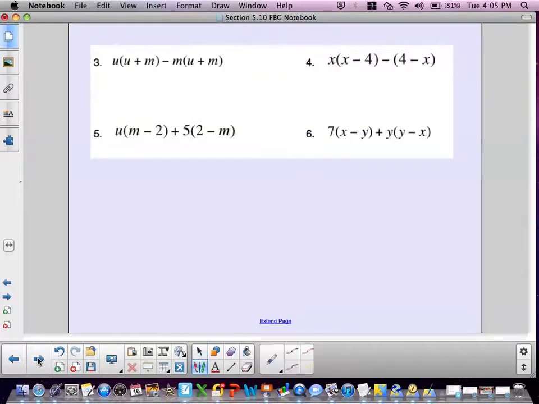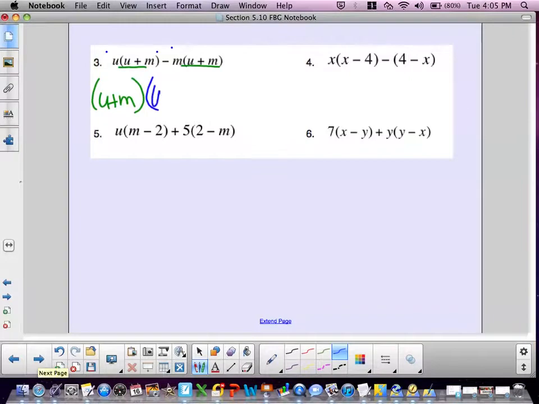Okay, looking at number 3, u plus m is common to both. If I factor out u plus m, then what remains to create the second binomial factor is the u and the minus m.